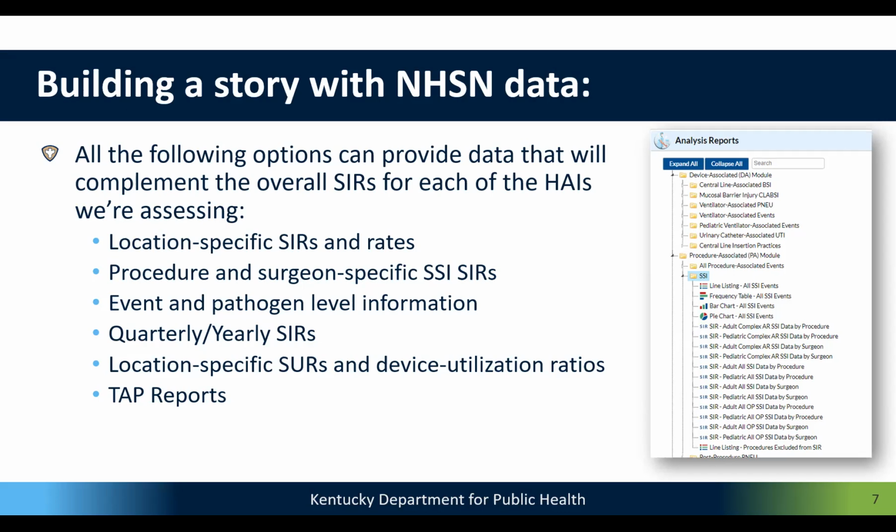Analyzing quarterly or yearly SIRs to identify trends and patterns over time, such as using infection rates. Are they increasing or decreasing? Understanding a temporal trend is crucial for making informed decisions and setting a realistic goal. We could also consider location-specific standardized utilization ratios, or SURs, and device utilization ratios, or rates. These metrics can reveal how medical devices are being used in different areas of your facility and whether or not there's a correlation with HAI rates. This is an essential aspect of prevention.